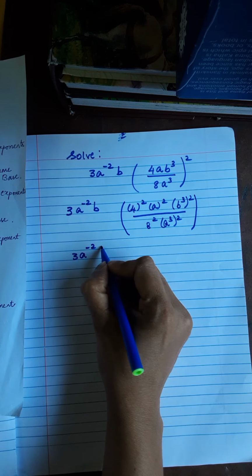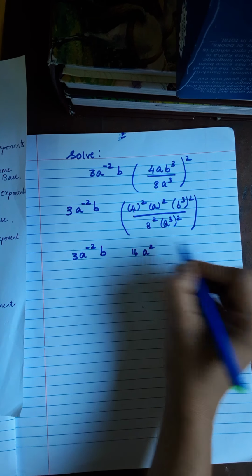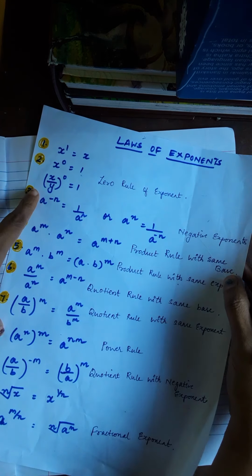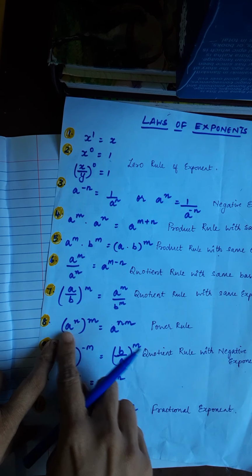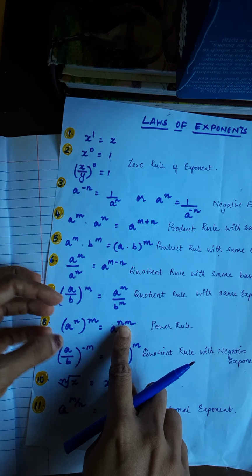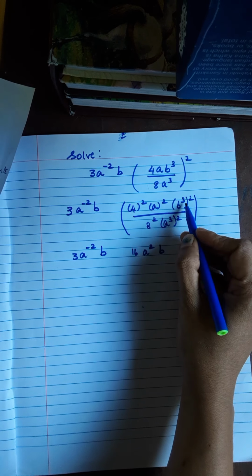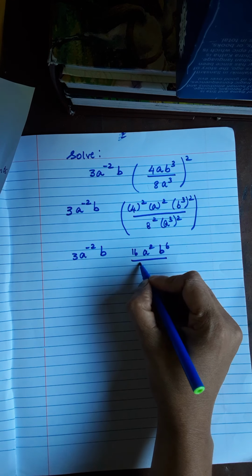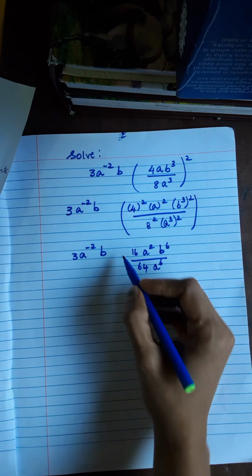3 minus 2b, 4 4s are 16, a will become a squared, b. This is the rule here: a to the power m, again to the power n, means a to the power mn, so you multiply your exponents. So b to the power 6, 3 2s are 6, divided by 8 squared, 8 8s are 64, again the same power rule, a to the power 6.